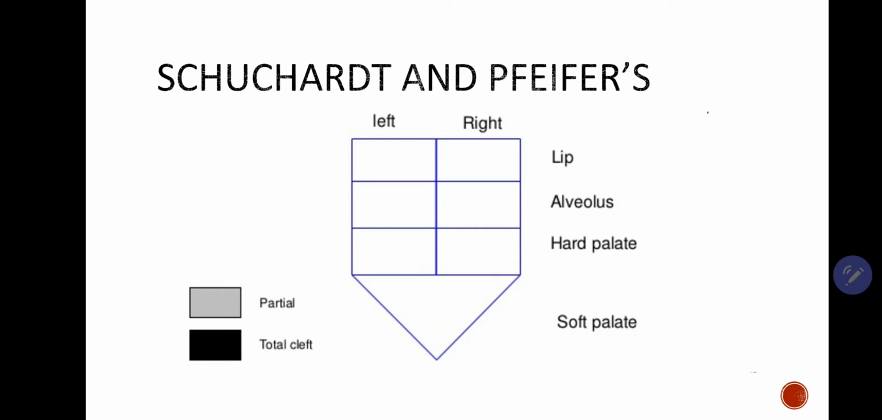The next classification is the Schuchardt and Pfeifer classification. In this also you can see there are 6 rectangular blocks. 3 are on the left side, 3 are on the right side, and there is an inverted triangle. The upper 2 blocks represent the lip, the second 2 blocks represent the alveolus, the third 2 blocks represent the hard palate, and the inverted triangle represents the soft palate. Once the chart is prepared, we see the condition of the individual and mark it totally dark if it is a total cleft, and slightly dark if it is a partial cleft, that is, an incomplete cleft of the lip or the palate.